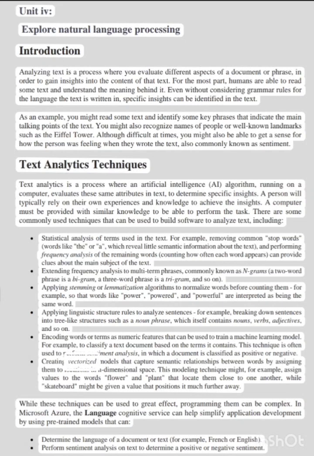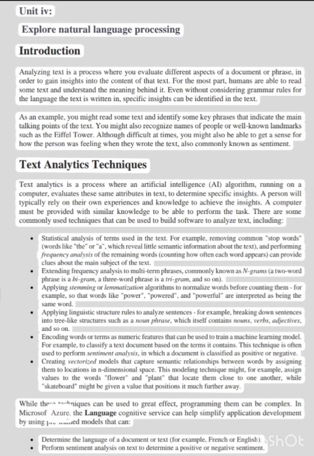Creating vectorized models that capture semantic relationships between words by assigning them to locations in n-dimensional space. This modeling technique might, for example, assign values to the words flower and plant that locate them close to one another, while skateboard might be given a value that positions it much further away. While these techniques can be used to great effect, programming them can be complex.